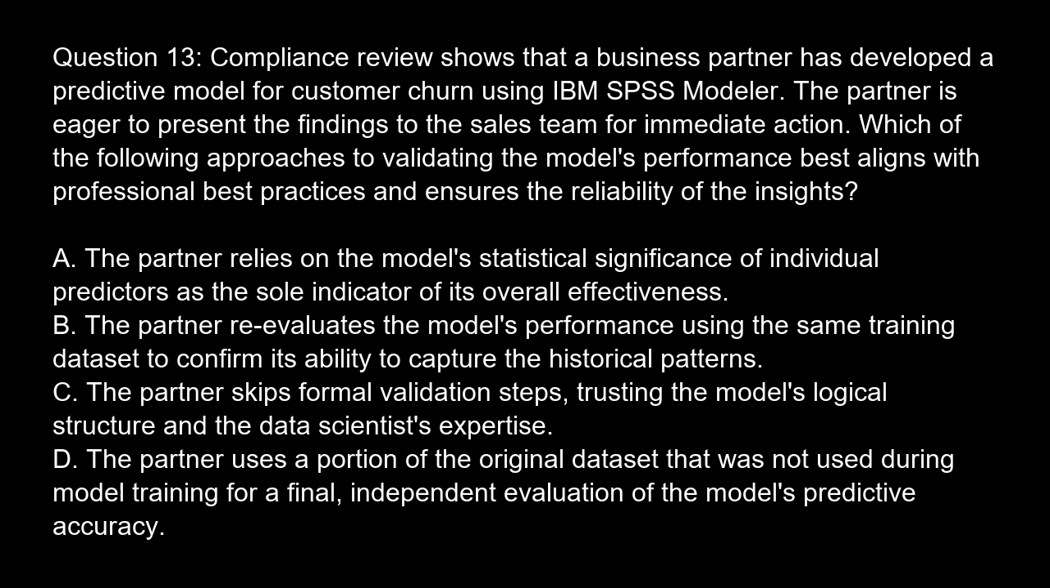The partner relies on the model's statistical significance of individual predictors as the sole indicator of its overall effectiveness. Option B. The partner reevaluates the model's performance using the same training dataset to confirm its ability to capture the historical patterns. Option C. The partner skips formal validation steps, trusting the model's logical structure and the data scientist's expertise. Option D. The partner uses a portion of the original dataset that was not used during model training for a final, independent evaluation of the model's predictive accuracy.